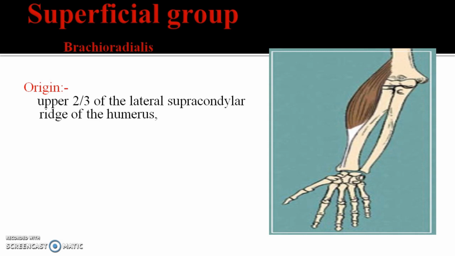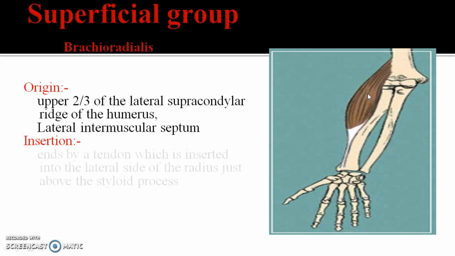The first thing you have to remember is that whatever muscle it may be, you need thorough knowledge of the bones first. If you are well acquainted with the bones and their features, then it is very easy to remember all the attachments. Otherwise it will be vague for you to remember these names. So for brachioradialis, in the humerus we have the lateral supracondylar ridge in the lateral area, and the upper two-third of the lateral supracondylar ridge of the humerus along with the lateral intermuscular septum gives origin to the brachioradialis muscle.